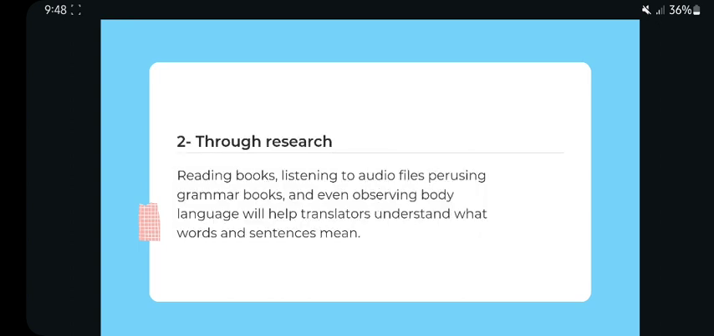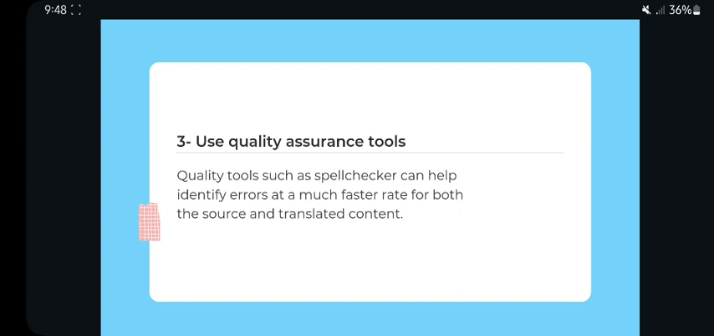2. Thorough research. Reading books, listening to audiobooks, perusing grammar books, and even observing body language will help translators understand what words and sentences mean. 3. Use quality assurance tools. Quality tools such as a spell checker can help identify errors at a much faster rate for both the source and translated content.